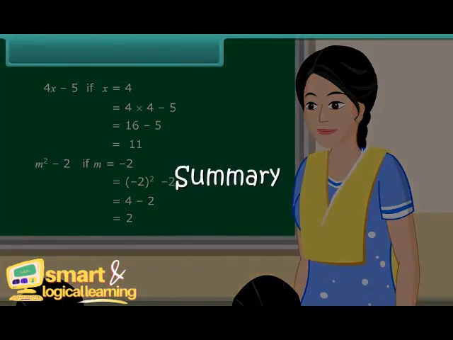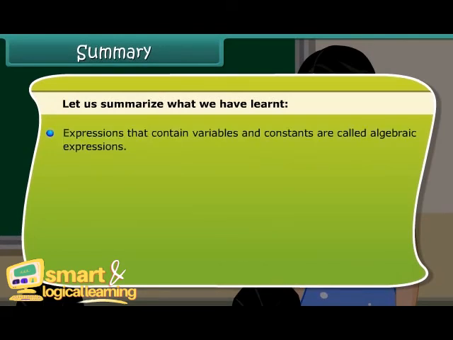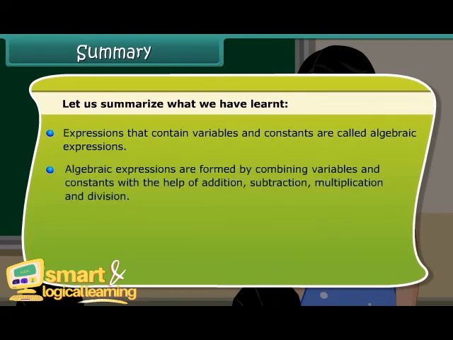Summary. Let us summarize what we have learned. Expressions that contain variables and constants are called algebraic expressions. Algebraic expressions are formed by combining variables and constants with the help of addition, subtraction, multiplication, and division.